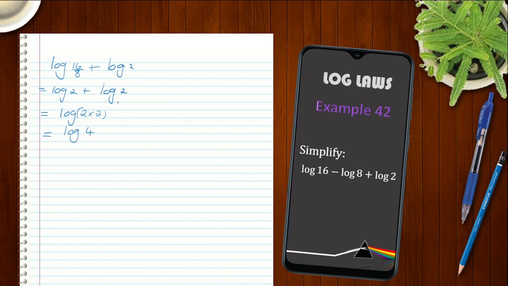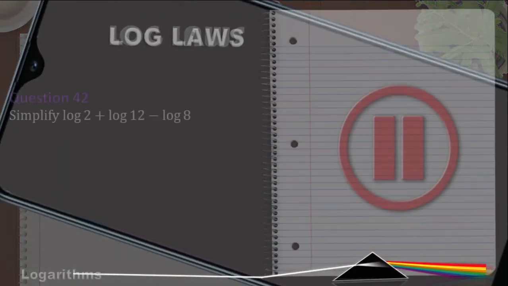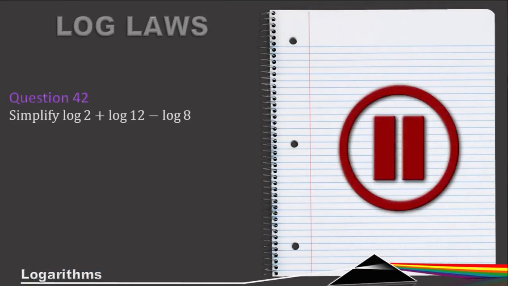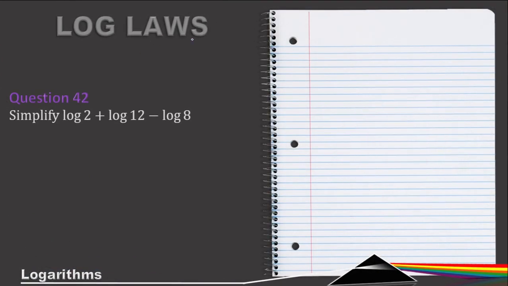All right, let's look at a question. Simplify log 2 plus log 12 minus log 8. Let's start with the first two terms. They are added together, so you're going to multiply the numerical values. We have log of 2 times 12, that gives me 24, minus log 8. Then for log 24 minus log 8, we divide the values, so that's going to be log of 24 divided by 8, which is 3.